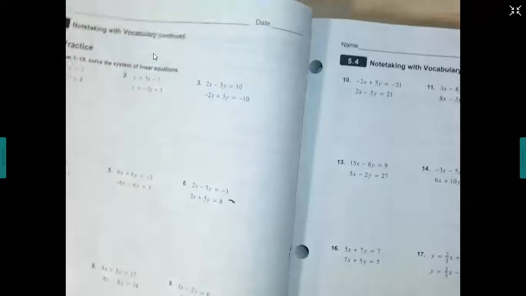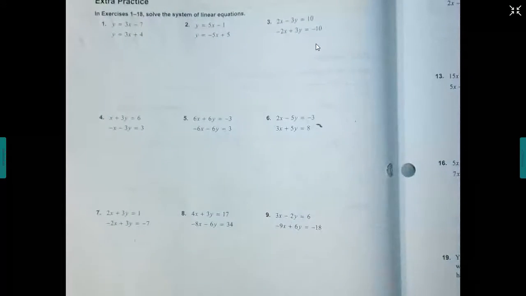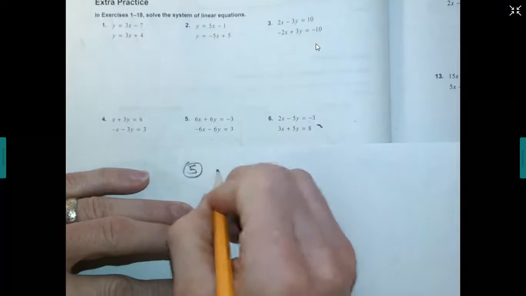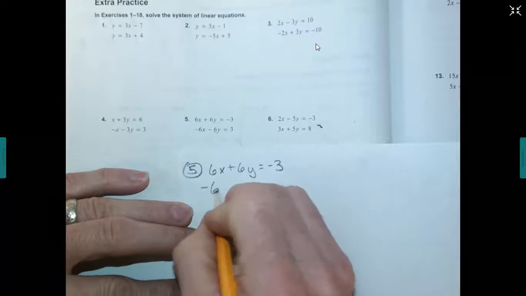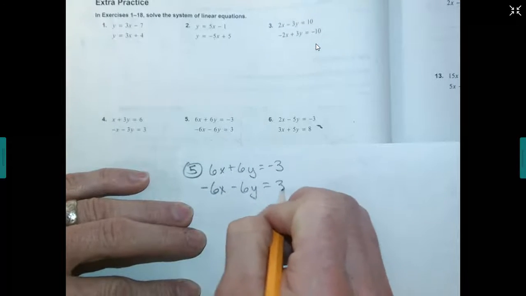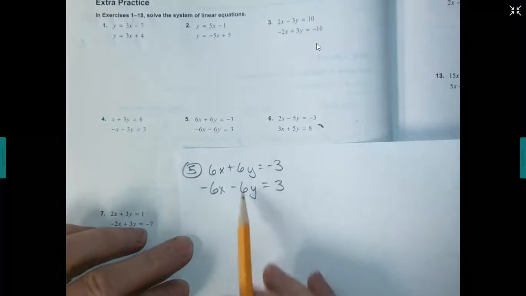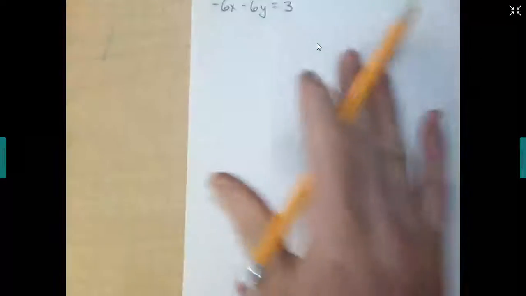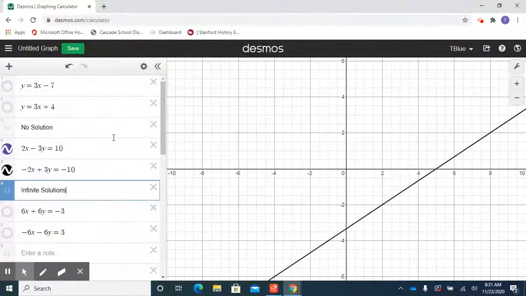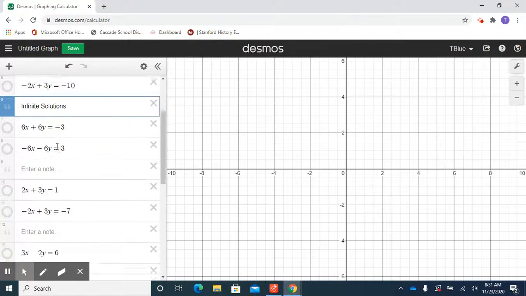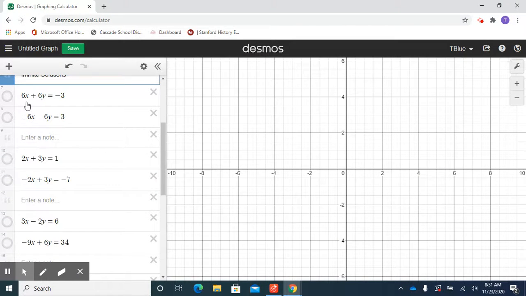All right, moving on to number 5. Number 5 is 6x plus 6y equals negative 3, and negative 6x minus 6y equals 3. So there are our two lines. So first step is I'm going to head over to the Desmos calculator. And I'm going to take our last two lines out, and I'm going to go to number 5, which is 6x plus 6y equals negative 3, and negative 6x minus 6y equals 3.